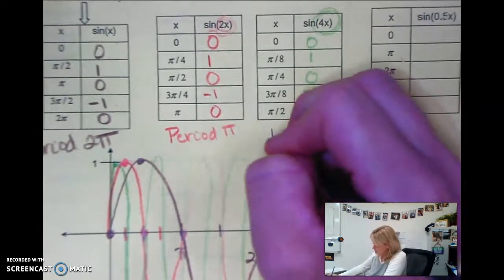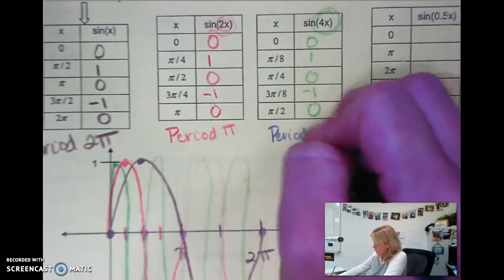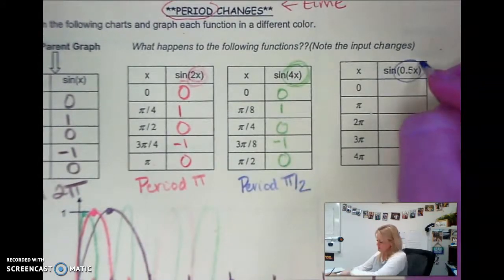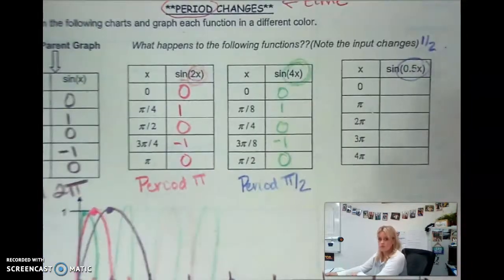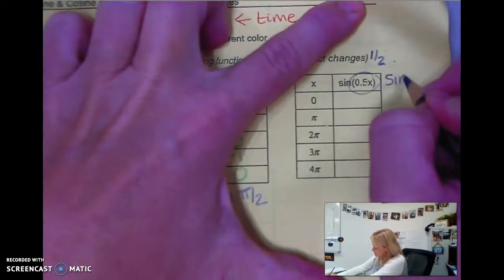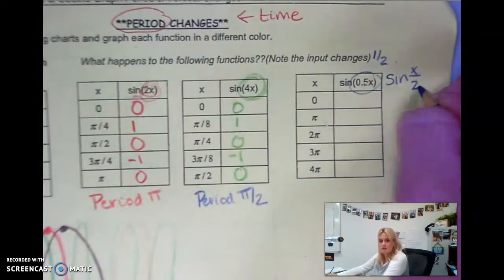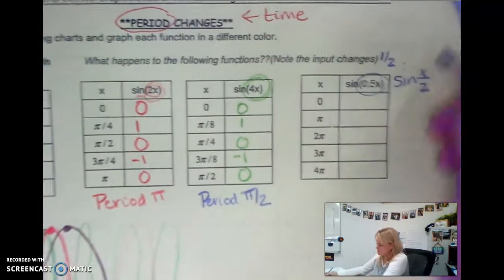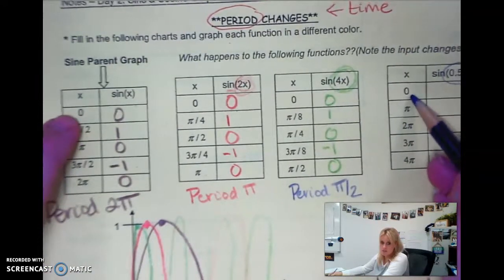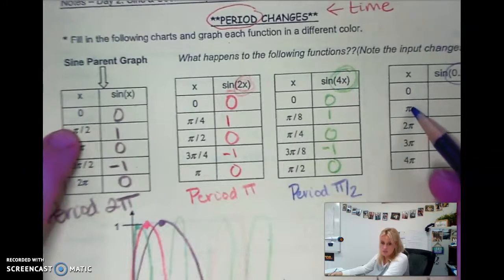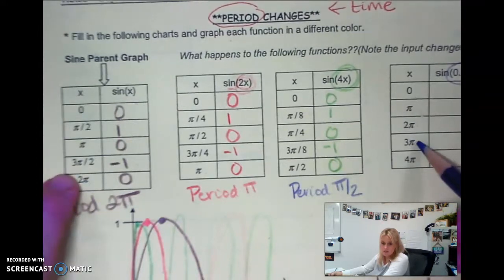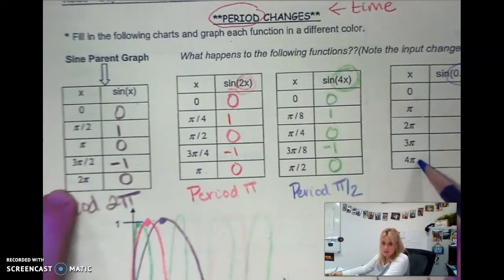So if putting a whole number inside the function speeds it up, and the period here is at half a pi, what theoretically do you think is going to happen when I put in a fraction or a decimal? So now how do you undo? This is kind of like saying sine of x divided by 2. How do you undo dividing by 2? You multiply by 2. So if I go back to my parent graph, 0 times 2 is still 0. Half a pi times 2 is now pi. Pi times 2 is 2 pi. 3 pi over 2 times 2 is 3 pi. And 2 pi times 2 is 4 pi.